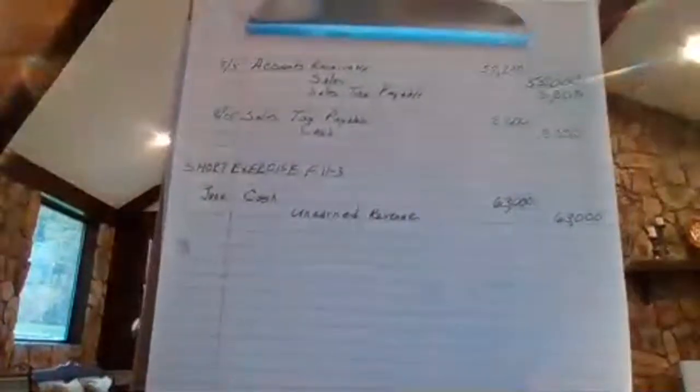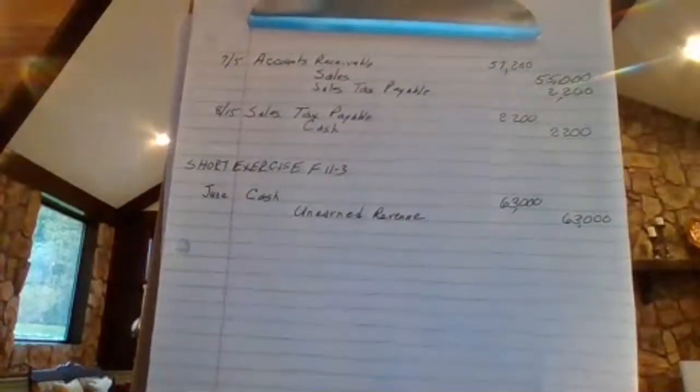It's not sales because we haven't earned it yet. So we have to put it in unearned revenue, a liability account. We took their money and we haven't done anything yet. We're not going to do anything till July 1st when we start allowing them to look at the movies online. There's the entry: debit cash, credit liability, unearned revenue.